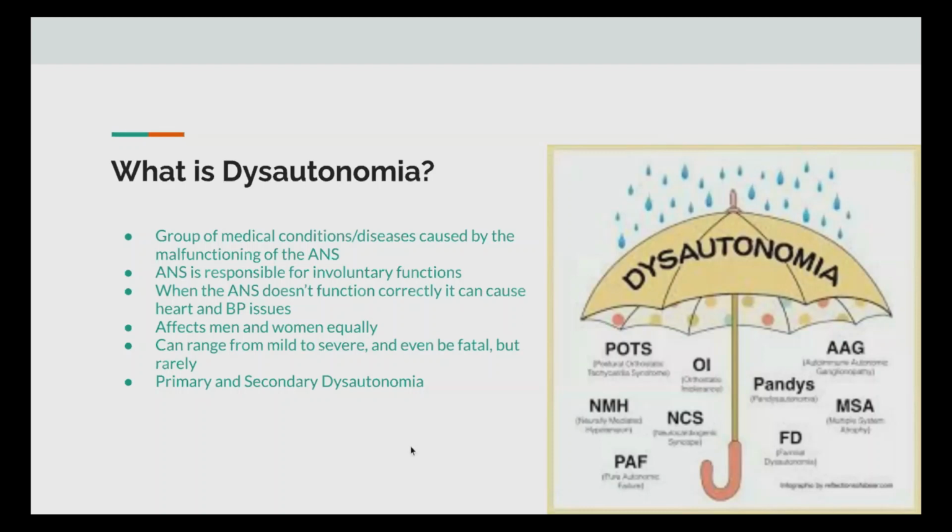It affects men and women equally, but some of these syndromes and diseases are more prevalent in women and others in men. It can range from mild to severe and even be fatal, but rarely. The only one that's regarded as extremely fatal is MSA, multiple system atrophy. And then there are primary and secondary forms of dysautonomia. Primary dysautonomia is when it occurs by itself, and secondary dysautonomia is when it occurs in conjunction with another disease.